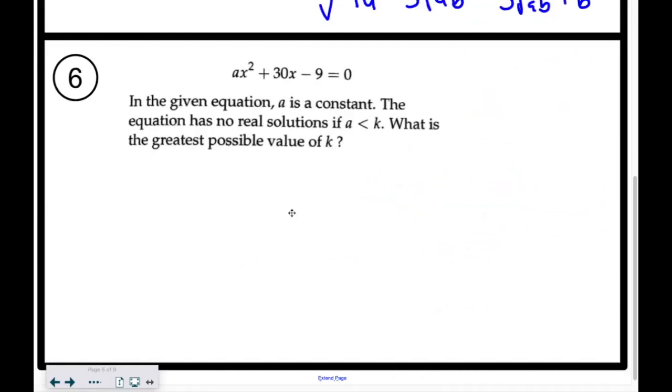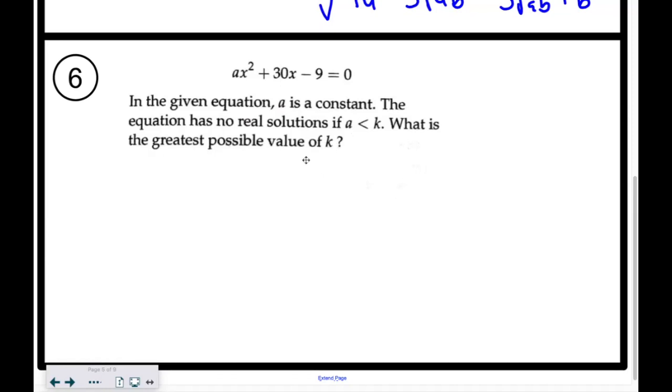All right, now on to number 6. Here is one where, on earlier ones, I chose Desmos over the discriminant, but this one I'm definitely going to do with the discriminant because it would be a little more difficult to use Desmos. So A is a constant. We know that the equation has no real solutions if A is less than K. What is the greatest possible value of K?